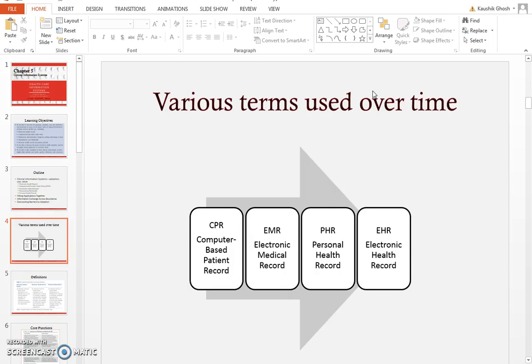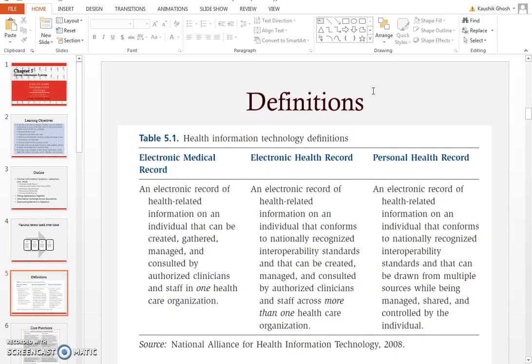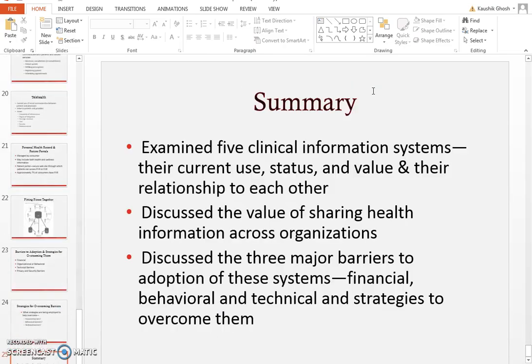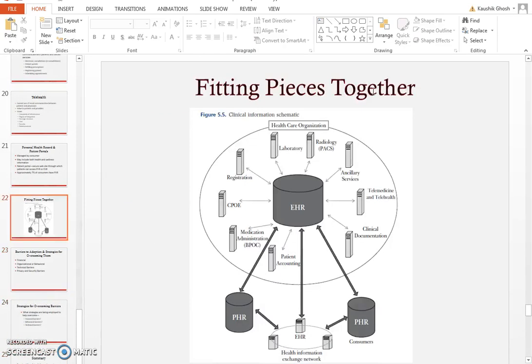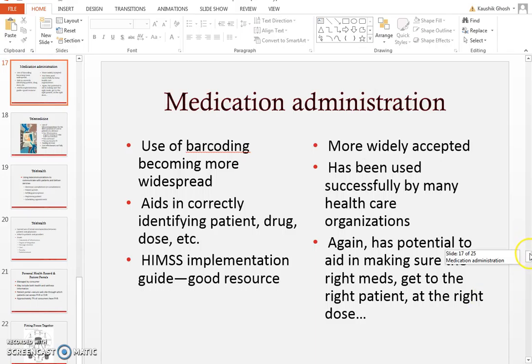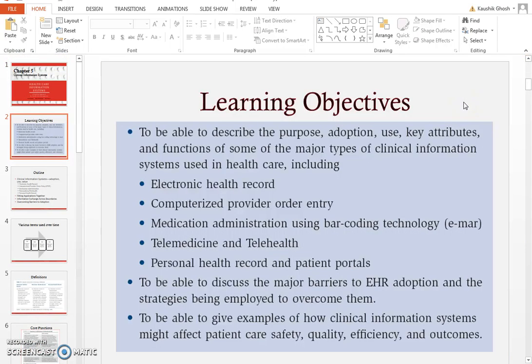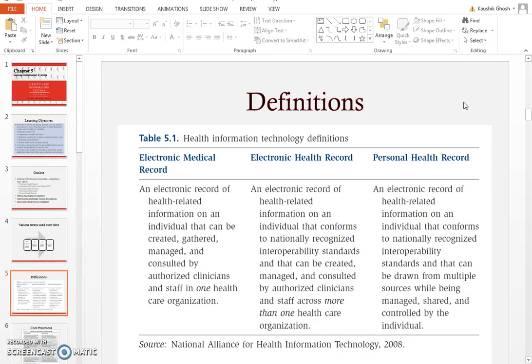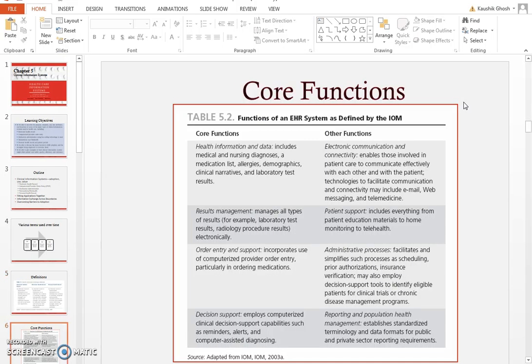Various terms you might want to look at, make sure you understand the key differences between these terms. For example, the difference between electronic health record versus personal health record. So this is a good slide to understand the differences between EMRs, EHRs, and PHRs.